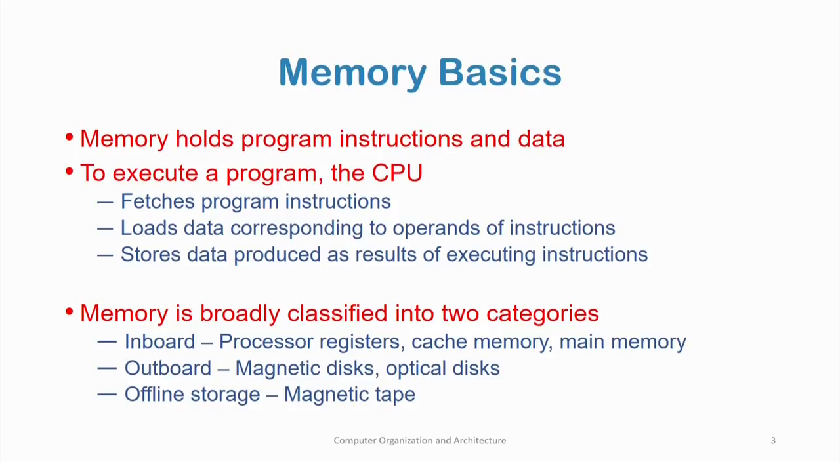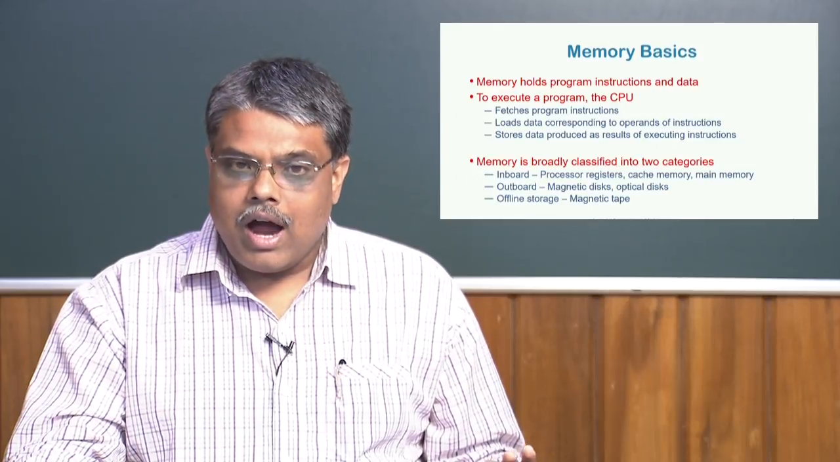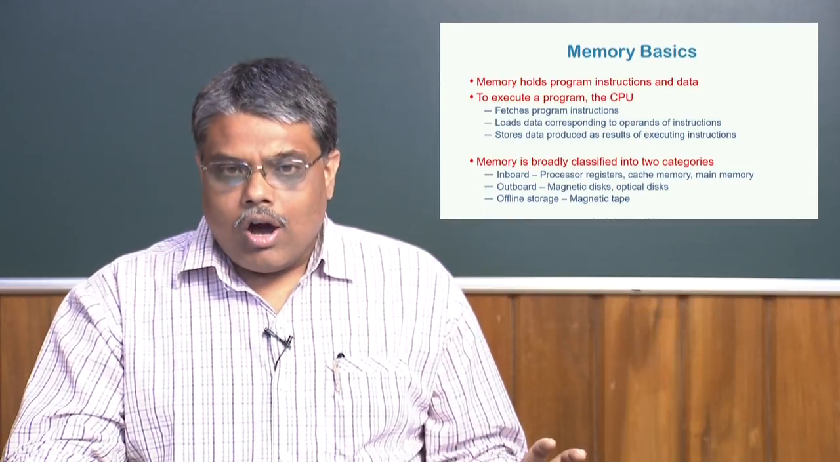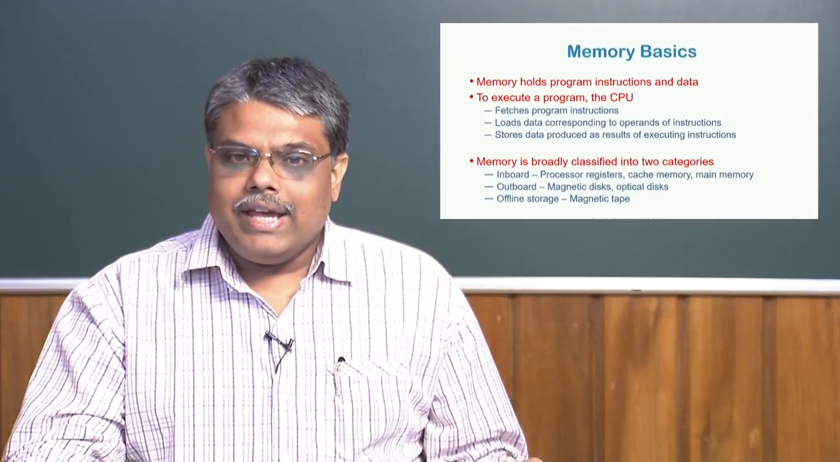Memory is broadly classified into two categories, inboard memory and outboard memory. We also have offline storage, which are basically bulk storage devices. So, what is inboard memory? Inboard memory are those memory units which are directly plugged into the motherboard of the computer. So, we have processor registers, cache memory, main memory, those are on the motherboard of the computer itself, either on the processor or on the motherboard. Outboard memory, on the other hand, like magnetic disks or hard disks, optical disks, etcetera, are not plugged on the motherboard of the computer. Offline storage, as I said, are bulk storage devices like magnetic tapes.